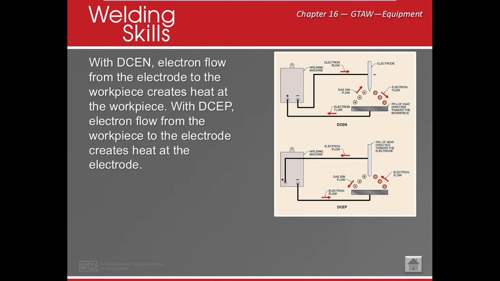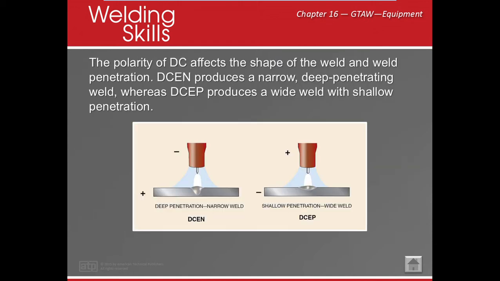If we use DCEP, you'd have to use a lot of current, and the tungsten itself would have to be extremely large to be able to carry those amperages. So we tend not to use it. What's really cool is that polarity affects the shape of our weld and how much penetration we're getting. DC electrode negative has 70% of the heat directed towards our weld. And we can also see that DCEP has a really shallow, wide pattern, and 70% of the heat is going away from it.